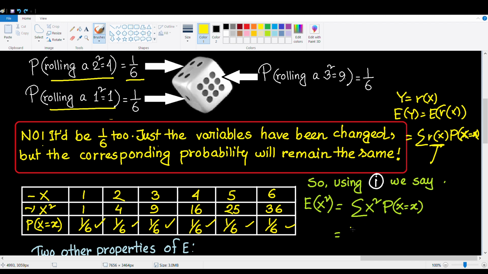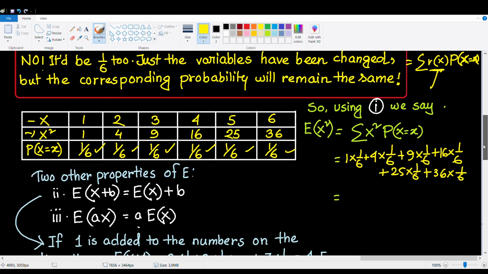Therefore, it would be 1 into 1 by 6 plus 4 into 1 by 6 plus 9 into 1 by 6 plus 16 into 1 by 6 plus 25 into 1 by 6 and 36 into 1 by 6. Now, taking 1 by 6 as common, we have 1 square plus 2 square plus 3 square plus 4 square, 5 square, and 6 square, right?